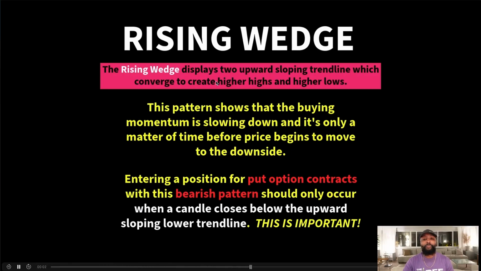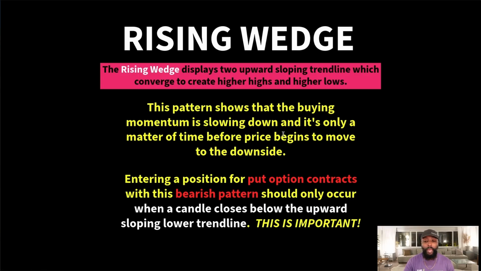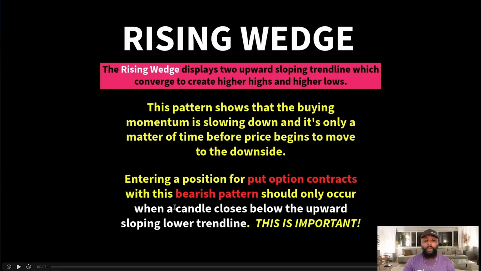All right. Moving along to the rising wedge. This displays two upward sloping trend lines which converge to create higher highs and higher lows. This pattern shows that the buying momentum is slowing down and it's only a matter of time before price begins to move to the downside. Entering a position for put option contracts with this bearish pattern should only occur when a candle closes below the upward sloping lower trend line. Important to note.